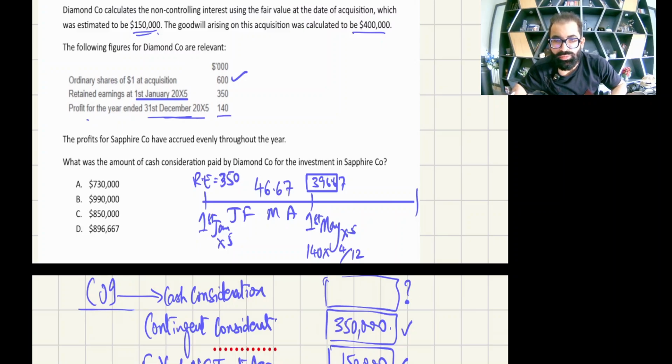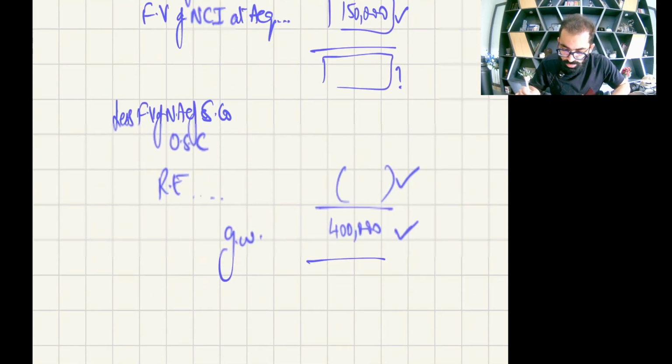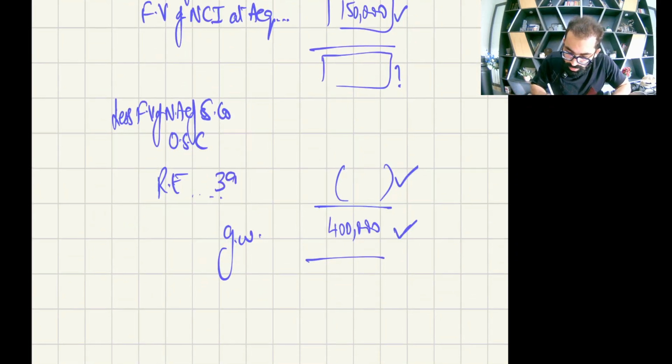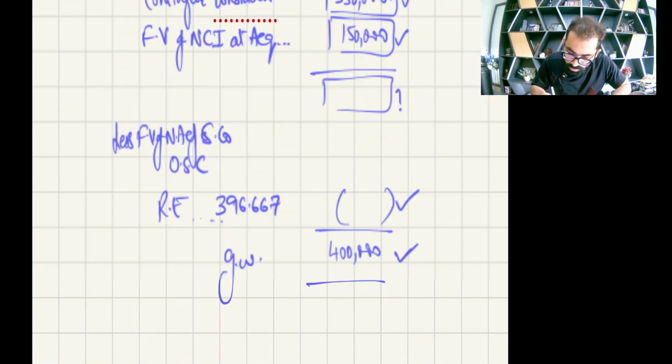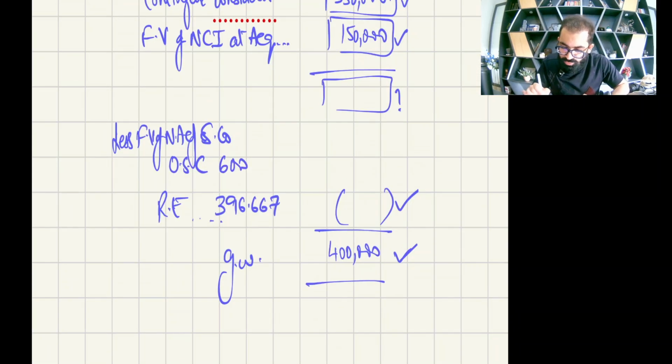Okay, 0.667. Let me do it complete. So let's do it. Your retained earning is 396,667. Your share capital is, I think, 600. Okay, so can you tell me the full packet? Plus 600, 996,667. I'm removing the points. Okay, it's going to be 996,667.